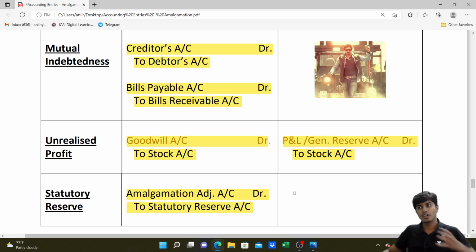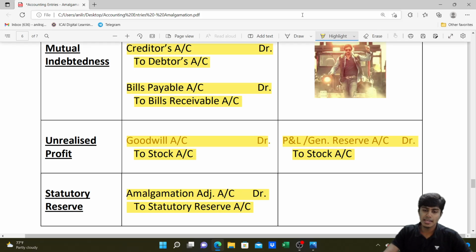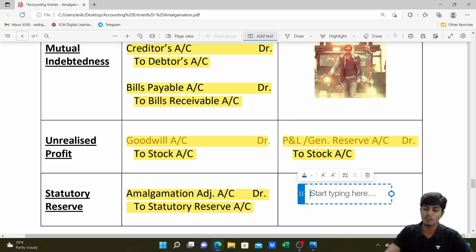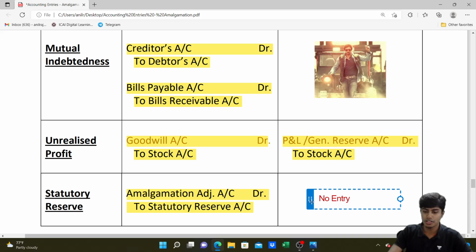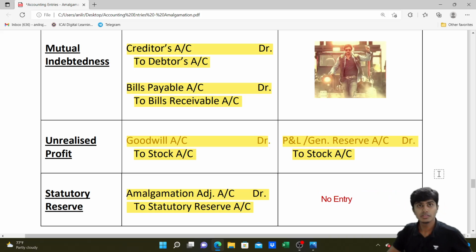This entry of recording statutory reserve credit and debiting amalgamation adjustment for the balance period will be done only in the books of transferee company in the case of amalgamation in the nature of purchase only. This is purchase. In the case if it is amalgamation in the nature of merger, that is pooling of interest method, we don't have to account for statutory reserve separately. Sir, why? Because when do we call it amalgamation in the nature of merger? When we follow five conditions. That's when we follow pooling of interest method.